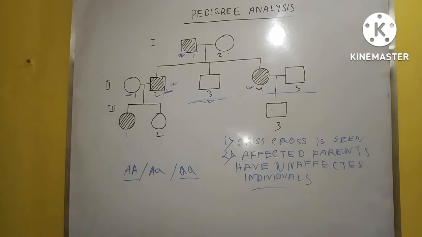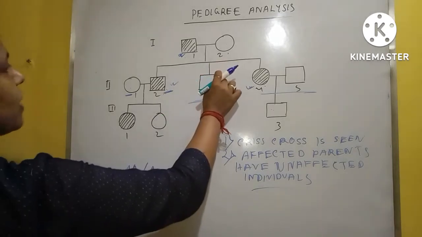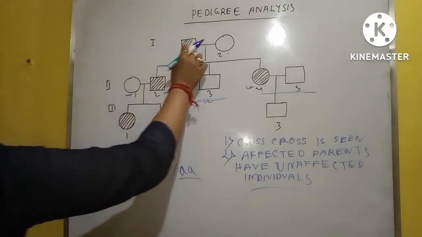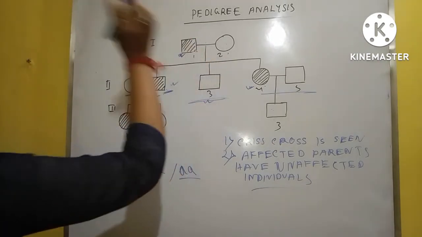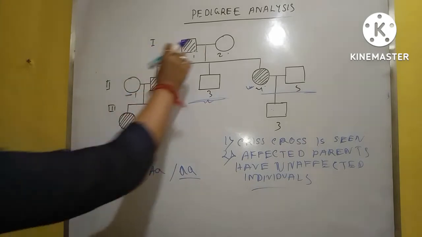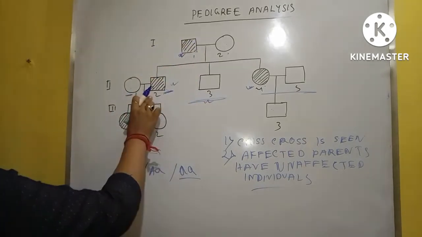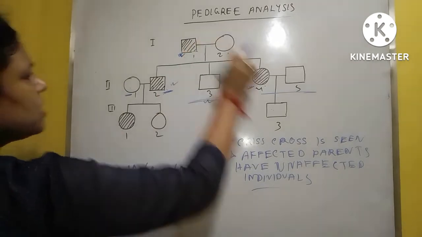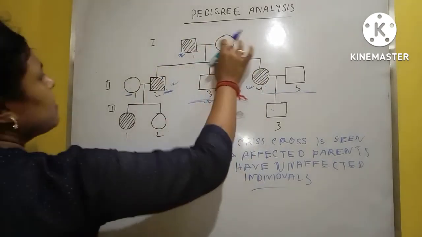So what kind of inheritance is seen? Here only one gene is very important for creating the disease, not two genes. Suppose two disease genes were important: one disease gene coming from there to this, and another disease gene coming from the mother.